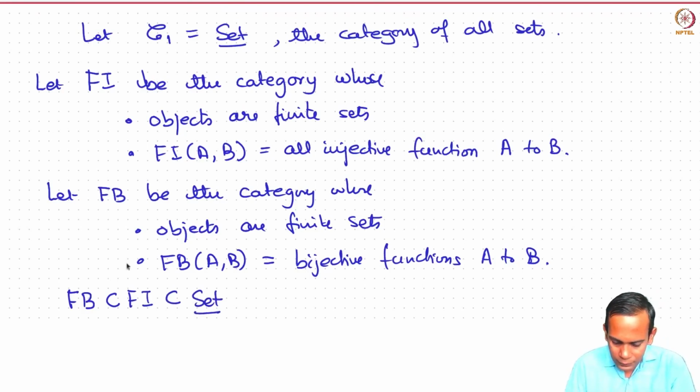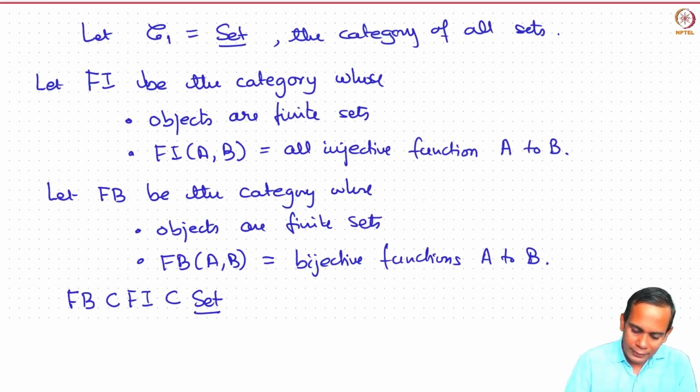And there's a slight difference between these containments. Here, even the objects are not the same, but we are restricting ourselves to finite sets. So the collection of objects here is smaller than the collection of objects here. But in this containment, the collection of objects here is the same as the collection of objects here. What we have changed are the arrows. So in the definition of a category, it's not just important what the objects are, it is equally important what the arrows are.